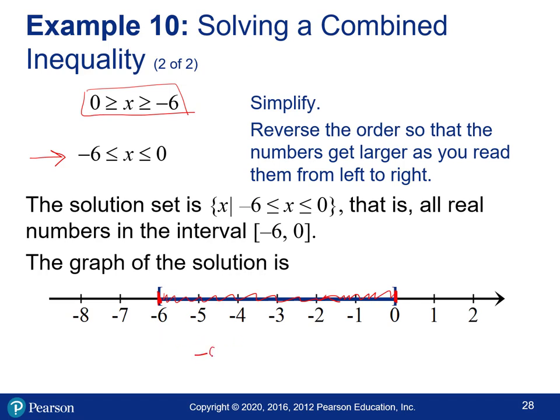I would say, okay, -6 is my starting point, 0 is my stopping point, and I want to use brackets because I can equal those endpoints.